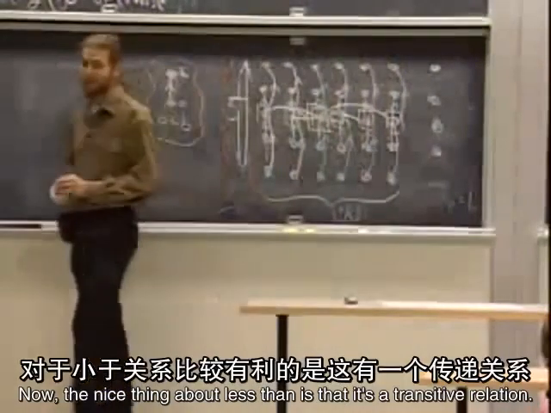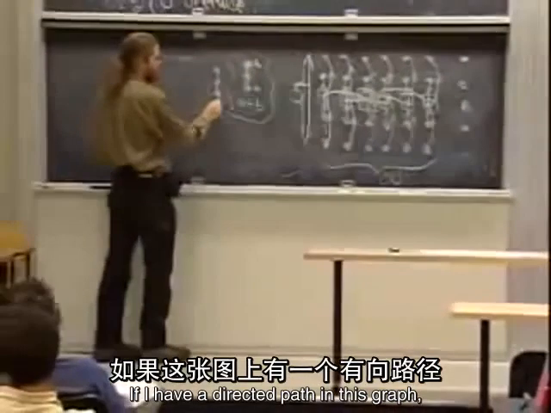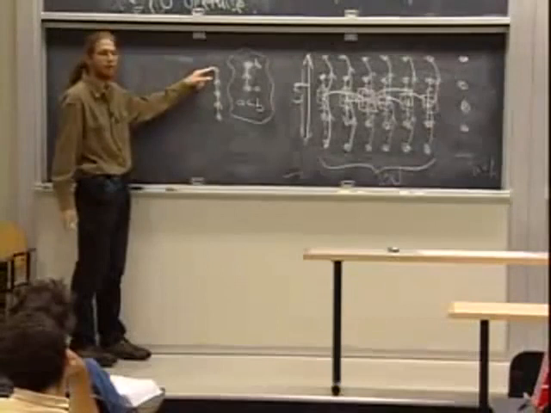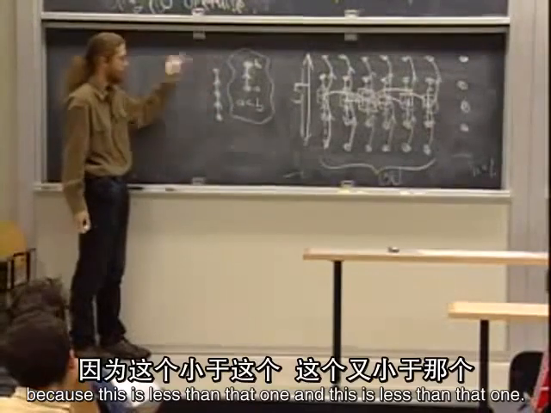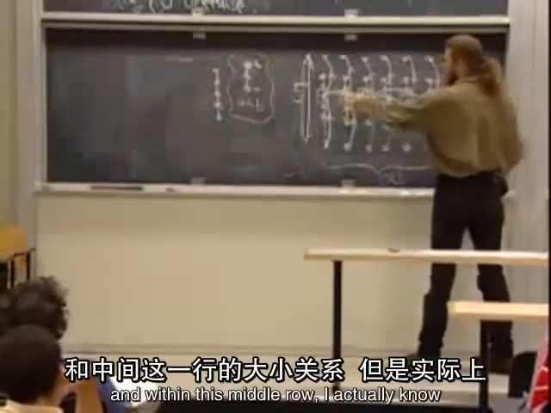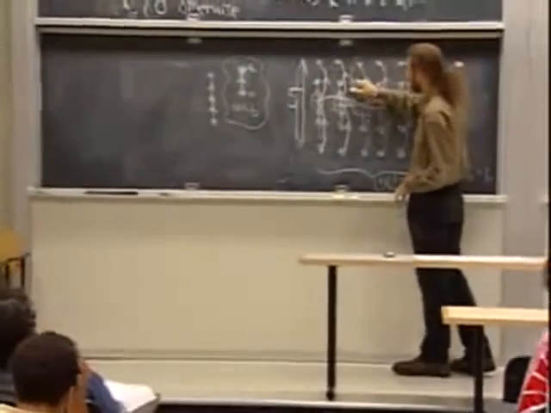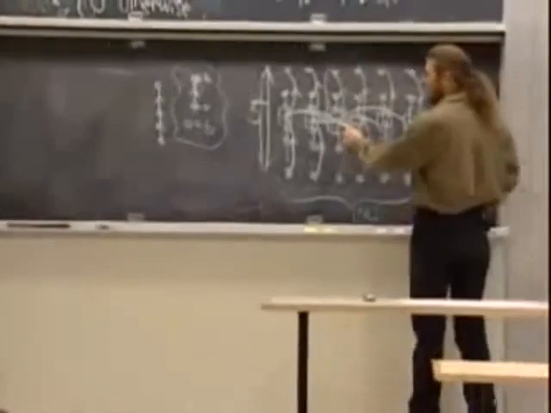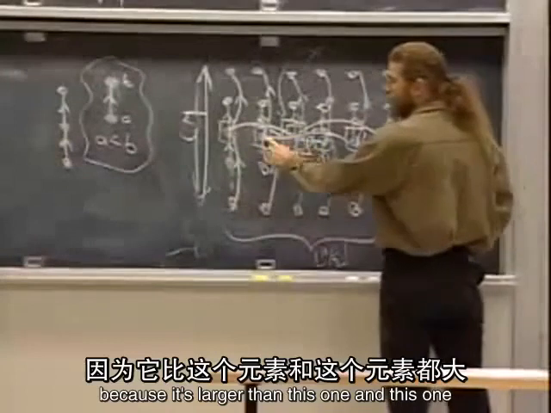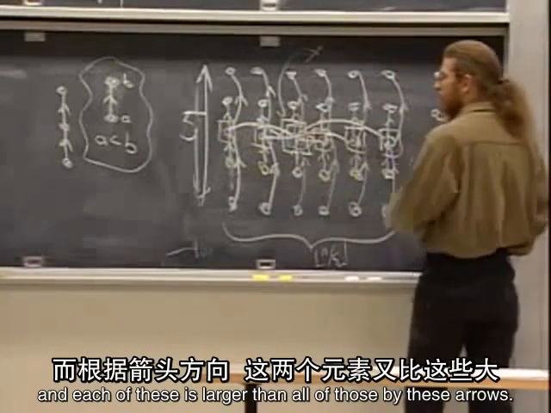Okay, now the nice thing about less than is it's a transitive relation. If I have a directed path in this graph, I know that this element is strictly less than that element, because this is less than that one and this is less than that one. So even though directly I only know within a column and within this middle row, I actually know that this element, this is x, by the way, is larger than all of these elements, right? Because it's larger than this one, and each of these is larger than all of those, by these arrows.